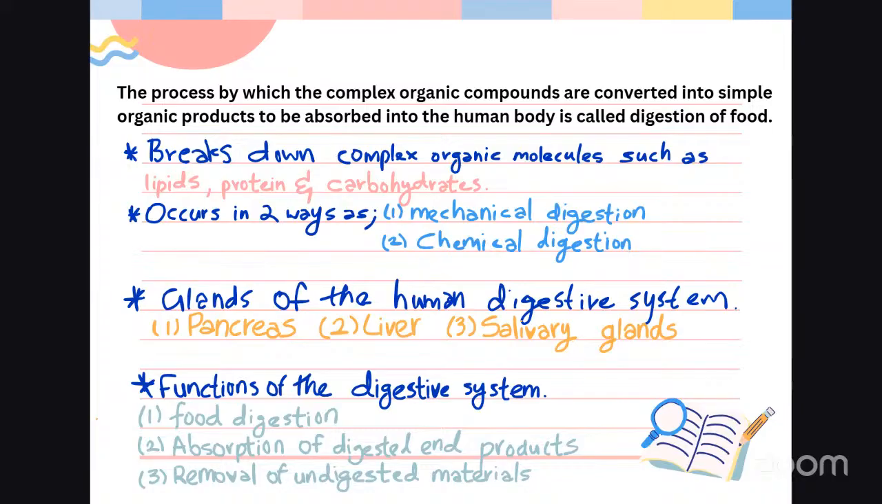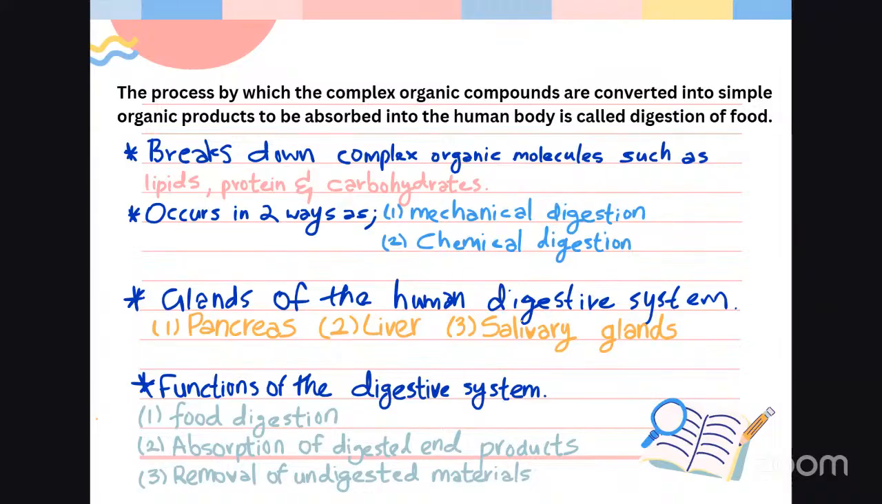So you have to know the definition of digestion. That's important, and it's better to know it word for word so you can get the full marks there. Now when we talk about digestion, we have two types: mechanical digestion as well as chemical digestion.